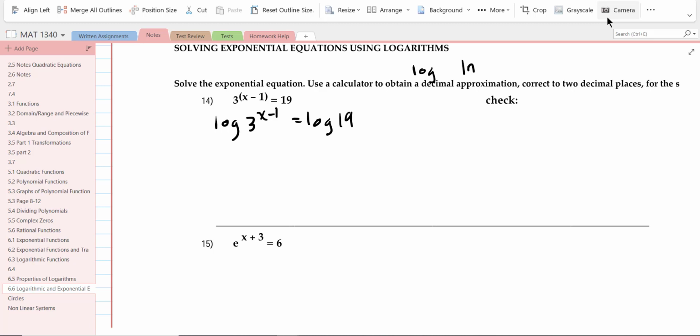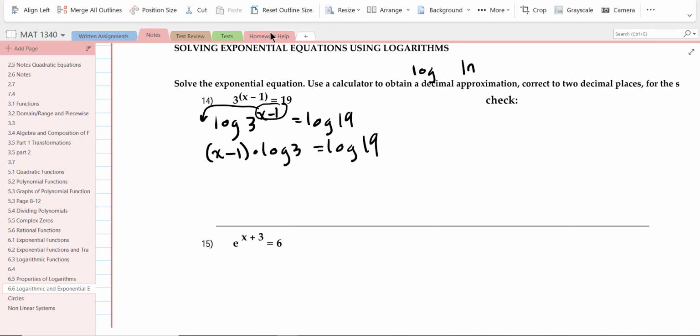And then what we learned is that there's a property of logs that says if you have a log of something to a power, you can bring that power down in front. So we would have x minus 1 times log 3 equals log 19 like that. You at least have to know that property, that the exponent can come down in front of a log.